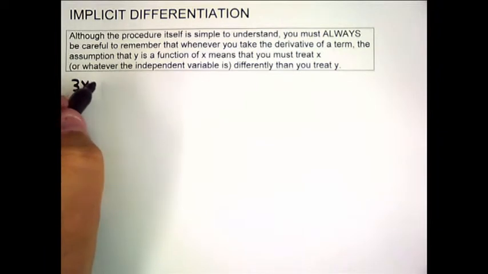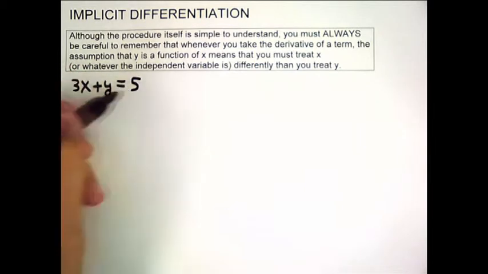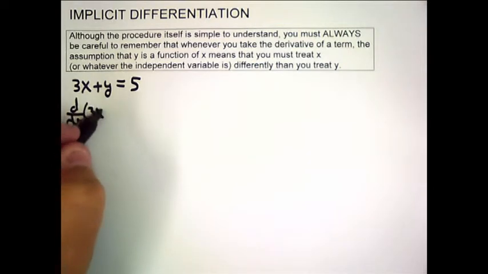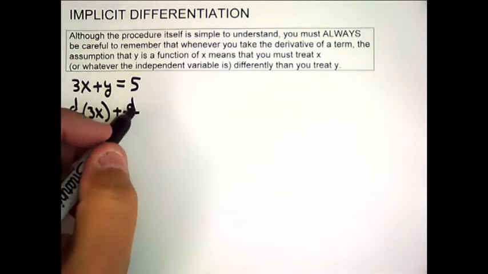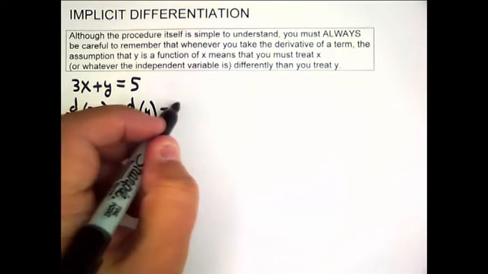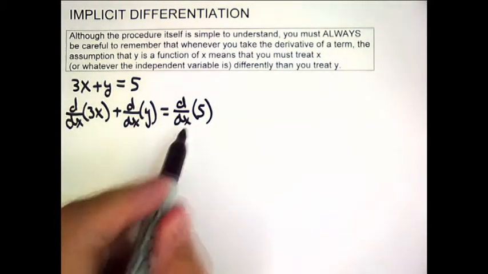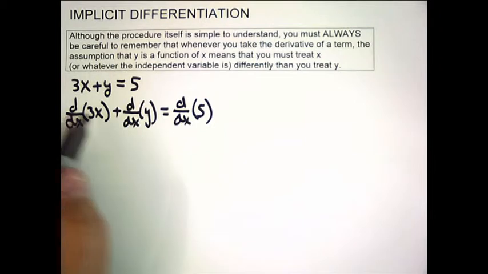Suppose I have 3x plus y is equal to 5. According to our 3-step process, we need to take the derivative of each term on both sides of the equation. And I'm writing it out formally just for emphasis. When you're doing this yourself, you may not even write down that particular step. But it does emphasize what I'm doing.